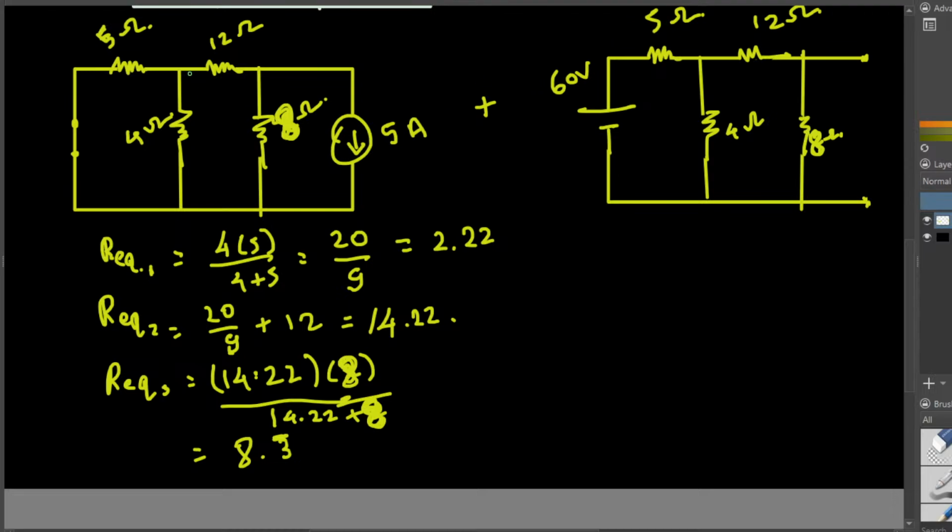What am I doing wrong? 5 times 20. Product over sum, 5 times 20 divided by 4 plus 5, that's 20 over 9. Okay.